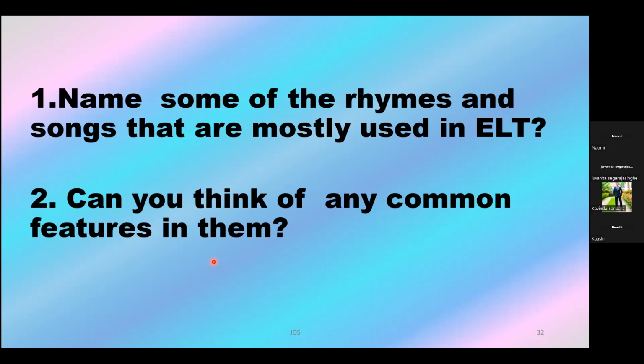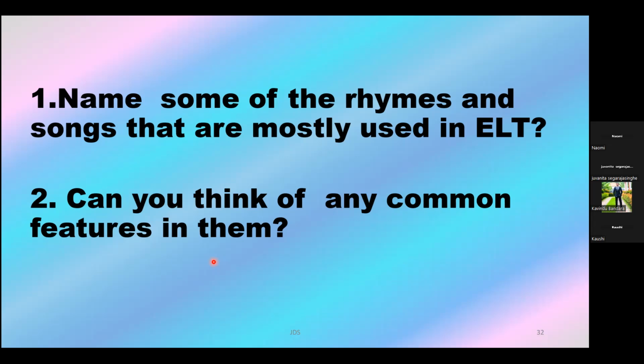Any other feature related to language? Think in terms of language that is being used over here in the songs and rhymes. Simple diction. Right, very simple, direct diction. So they don't use complicated language. Very high-flown language is not used. Very direct and clear, comprehensible words are often used.